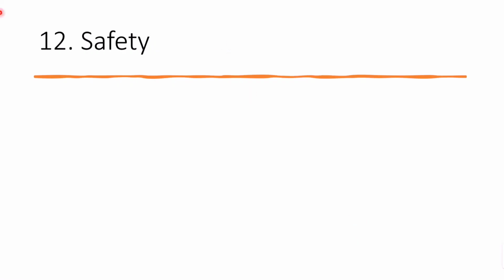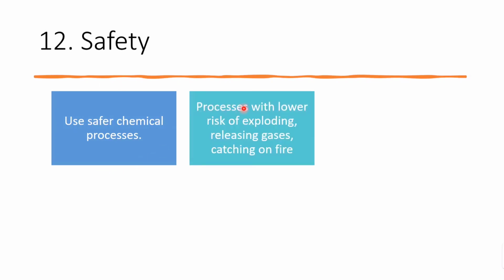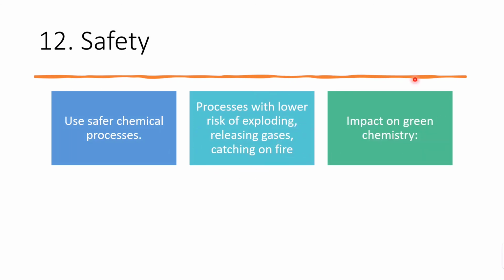And lastly is number 12, which is safety. So this is using safer chemical processes, and by safer we mean processes which lower the risk of exploding, releasing harmful gases or catching fire. So what is the impact on green chemistry if we make our chemical processes safer?